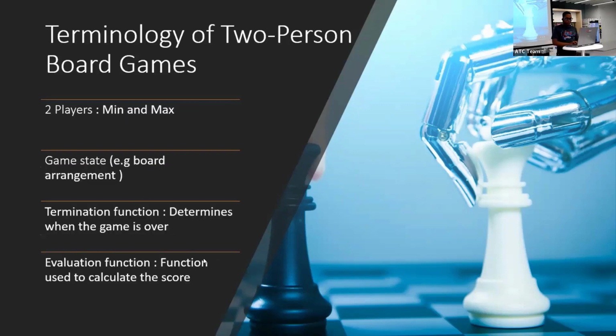And we also have an evaluation function, which is the function you use to calculate the score. For example, you can just give any piece in the game a score of 1, so that when your piece is captured, you know that your score is decreased, and when you capture a piece of the opponent, your score will increase maybe by 1, depending on how you write your evaluation function.